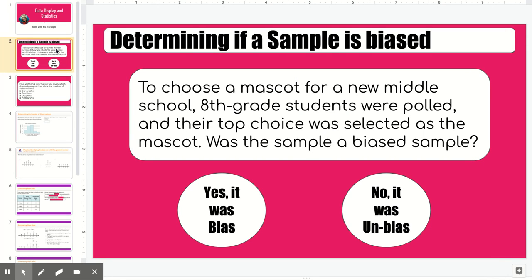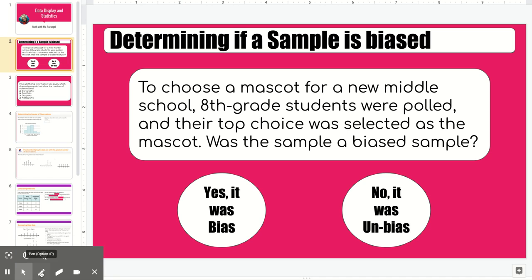It says determining if a sample is biased. So bias means that it's leaning towards more of a certain group. So the question here, it says to choose a mascot for a new middle school, eighth grade students were polled, and their top choices was selected as the mascot. Was the sample a biased sample?